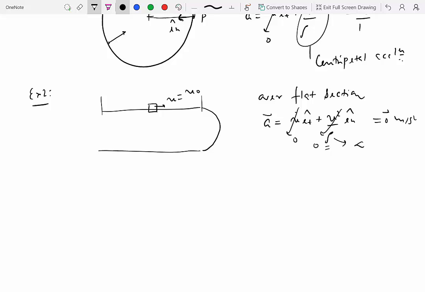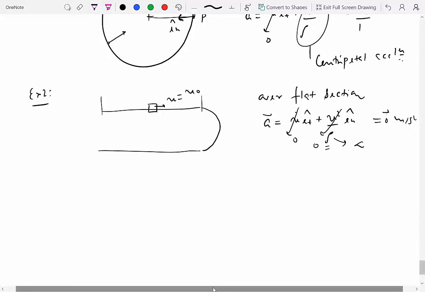And that is expected because you know from your analysis of straight line motion that if velocity is constant, then acceleration is 0. So it's not that because you're using a tangent normal system, the results are going to be any different.